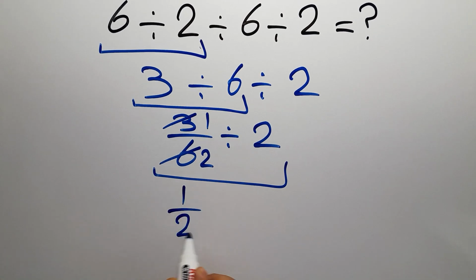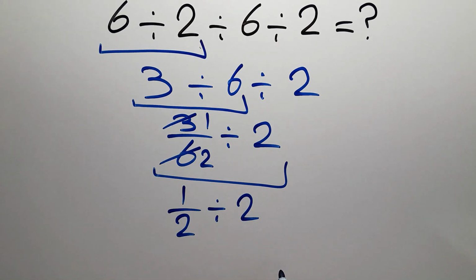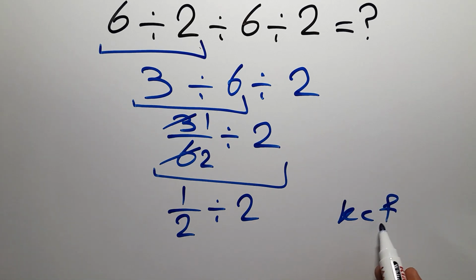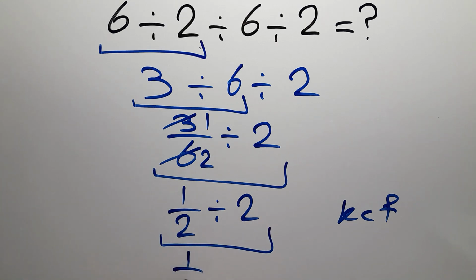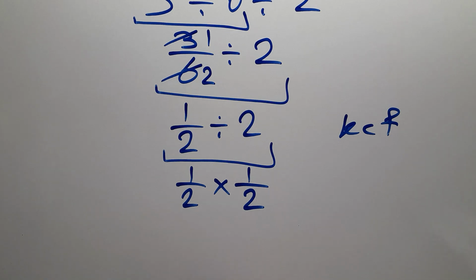1 over 2 divided by 2. Now, according to the KCF rule, K stands for keep, C stands for change, and F stands for flip. Keep the first fraction, change division to multiplication, and flip the second fraction. So we can write 1 over 2, then times 1 over 2.